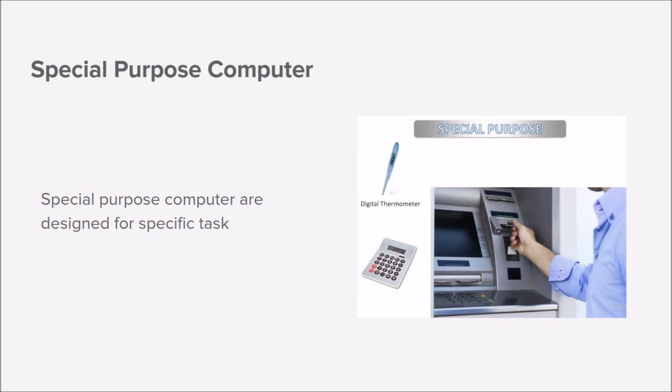In the likes of a thermometer for reading temperature, a calculator for manipulating numbers, or an ATM dispensing cash. These computers don't perform general tasks, just the one specific task that they are built for, and they do it very well. These are what are classified as special purpose computers.